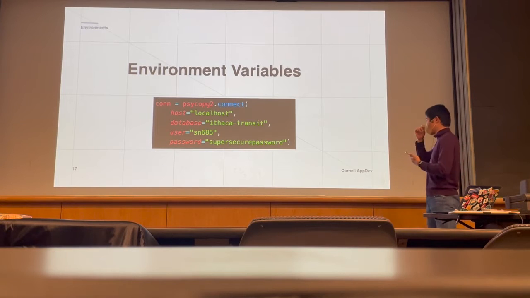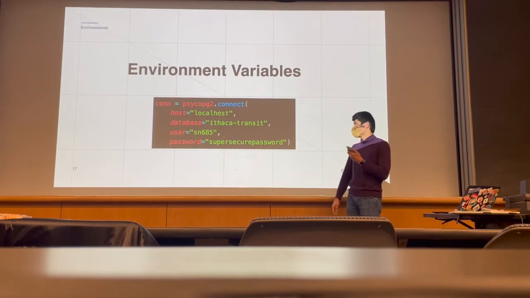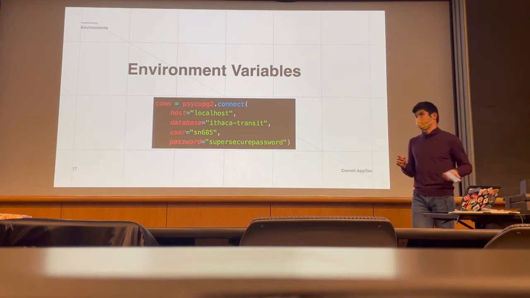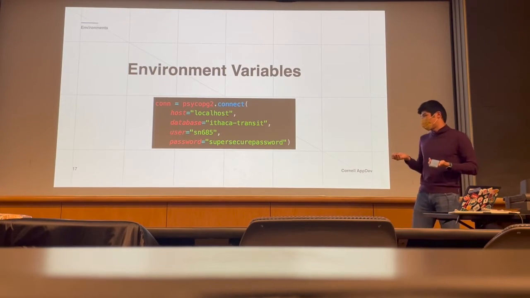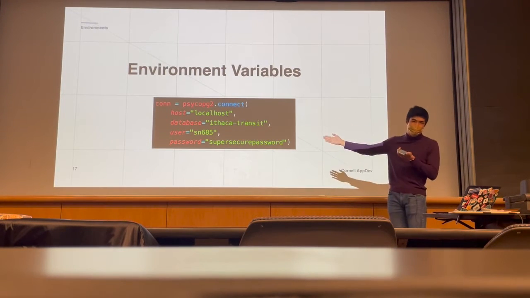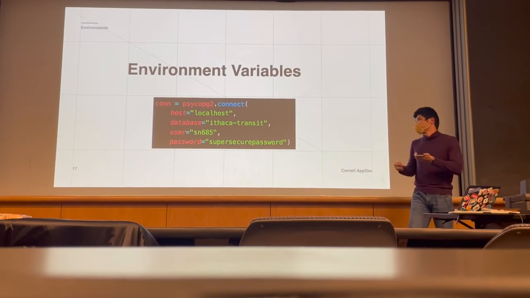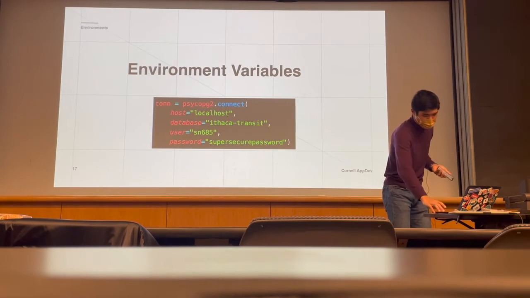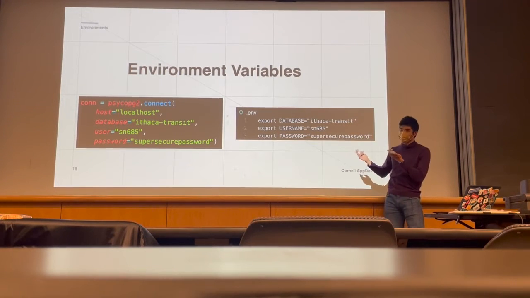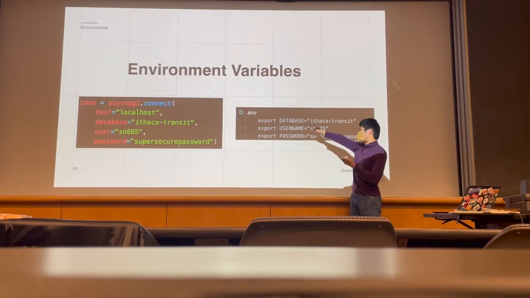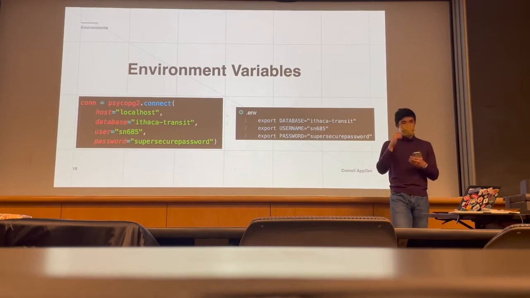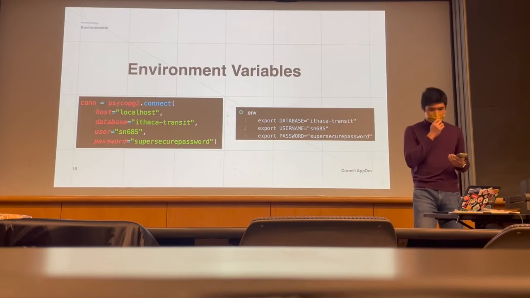So here's a little example, right? Postgres. I'm trying to connect to Postgres. Our host is localhost. Maybe our database name is Ithaca Transit, so I'm working on Transit right now. My username is SN685, and my password is super secure password. Now, we don't want people actually seeing this on the internet, right? So what we can do is create this thing called an env file, where we actually list out all of the values that we need, right? So the variable database has Ithaca Transit, the variable username has SN685, the variable password has my extremely secure password, and so on.